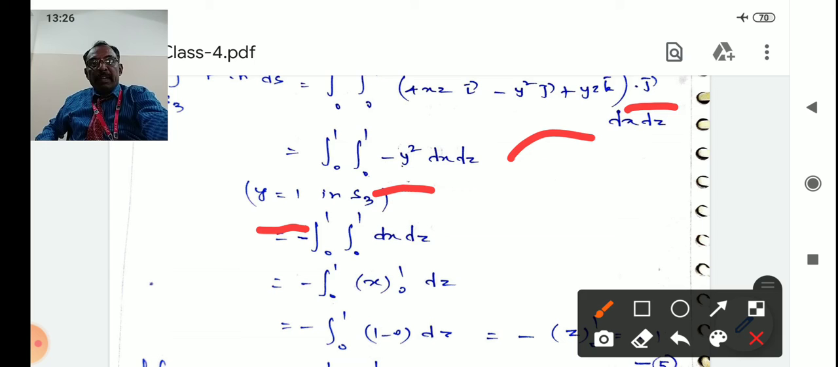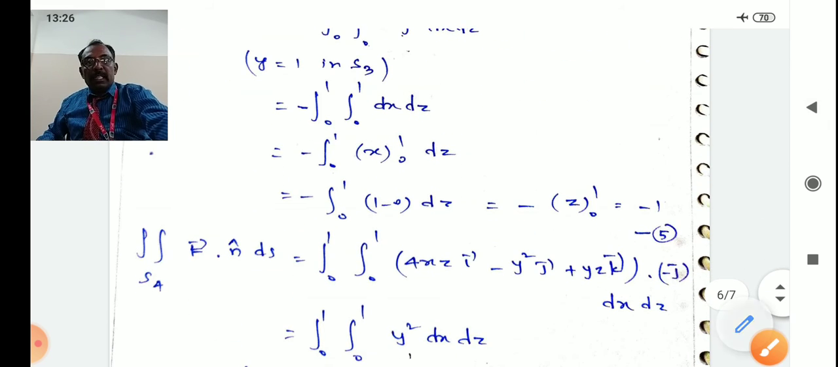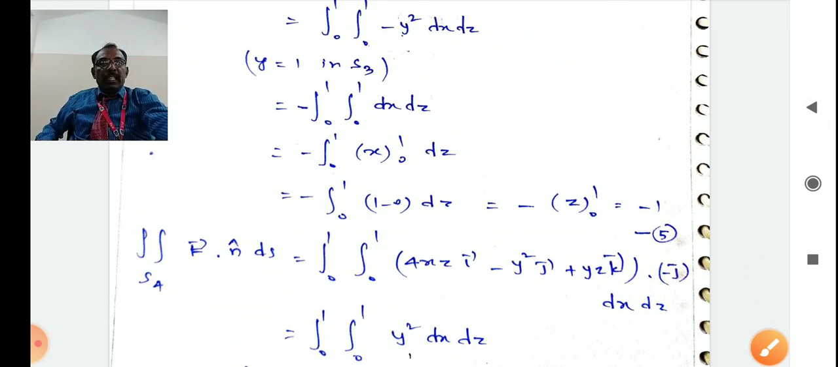Applying it here, we get minus dx dz. I like to remove minus from the integral. So minus integral 0 to 1, integral 0 to 1 dx dz. So integral of dx is x, upper limit 1, lower limit 0. So 1 minus 0, we get 1. So we get only dz. So integral of dz becomes z, limit is 0 to 1. Applying the limit, 1 minus 0, we get 1, minus is there, so minus 1. So along S3, the double integral value is minus 1, which is equation number 5.